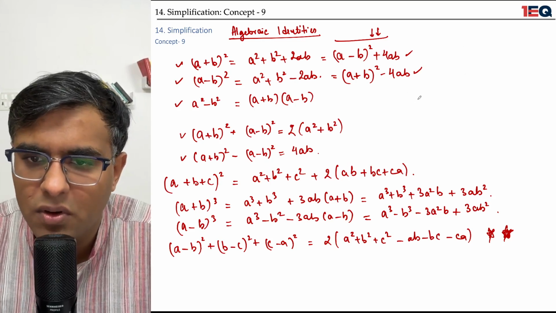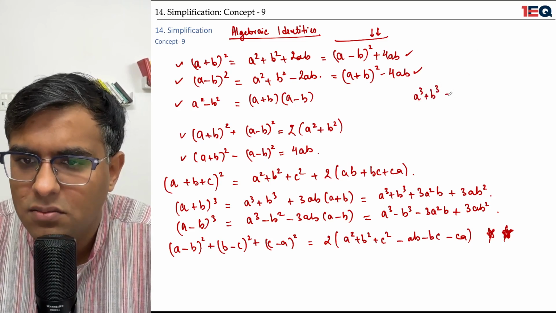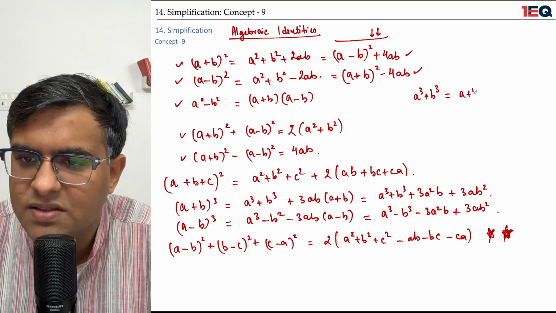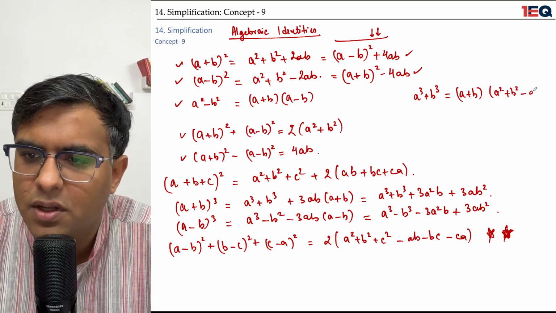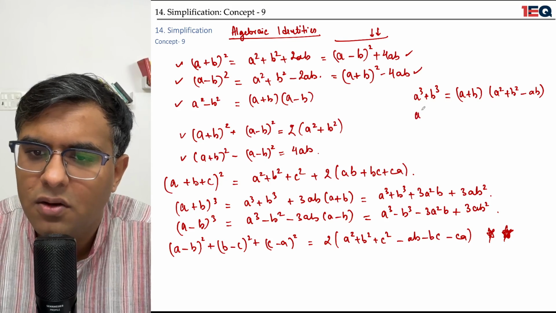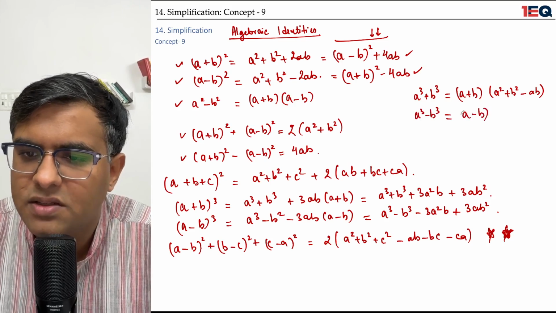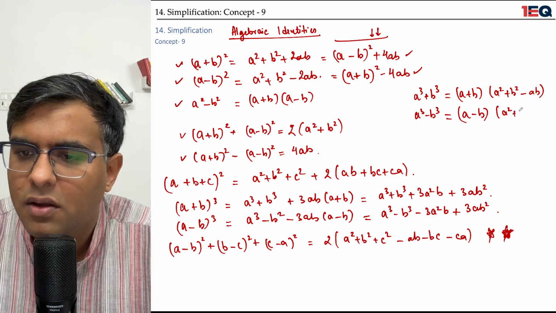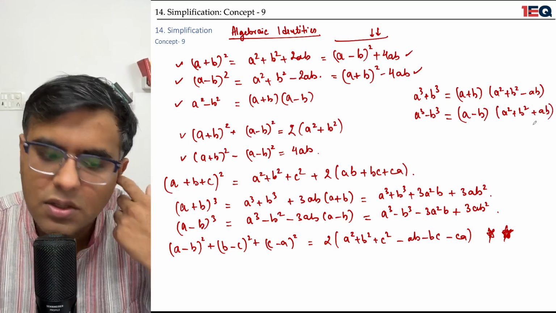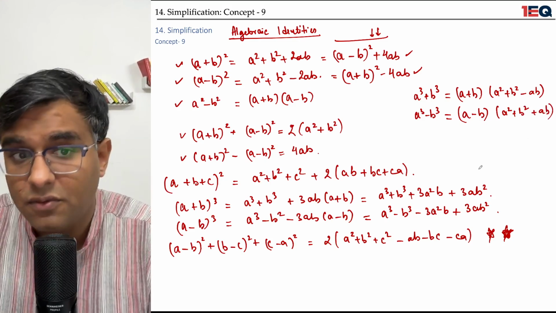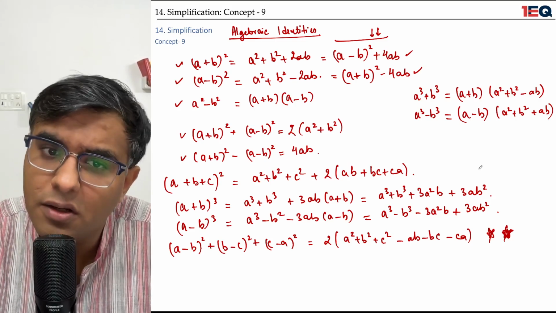Then another very good and standard identity is that of a cube plus b cube, and the identity starts from here: (a plus b) multiplied by (a square plus b square minus ab). Another one, a cube minus b cube, would be (a minus b) multiplied by (a square plus b square plus ab). Okay, so these are all the main identities which we would be using in the upcoming questions, and these are the standard algebraic identities which you must learn by heart.